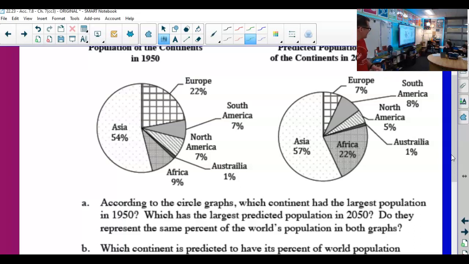This is fun. 15%. Nathaniel, is it a fair assumption? Number D here asks, is it a fair assumption that continents with a small percentage of the population in 1950 will still have a small percentage of the population in 2050? Yes or no, and support your answer, because either could be right. It's not a fair assumption.